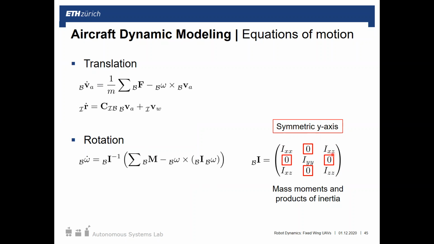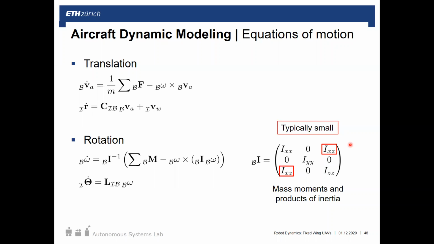Also, this xz product of inertia is actually not gone. It is typically small for a regular fixed wing aircraft, because their mass distribution is typically not terribly different on either side of the x-axis or z-axis, but there will be some small number here, so this has to be calculated. So then finally we get, again, the same Euler rates for rotation.